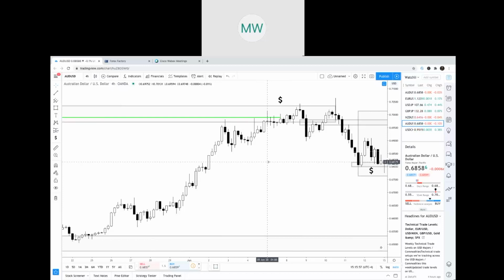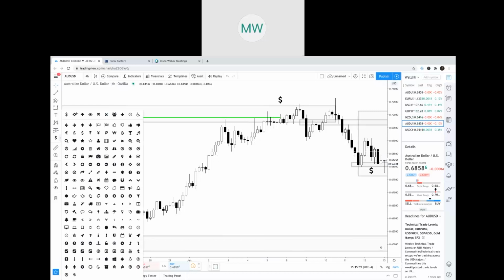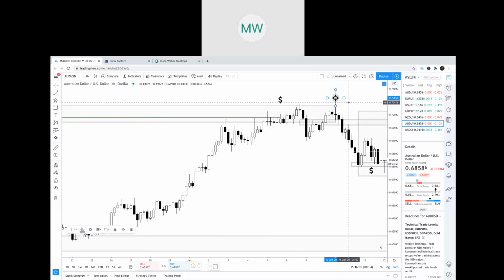What I mean by that is you don't have to enter right here at the highest point for it to be a good sell or a good buy opportunity, right? That's just not the case. So be patient, wait for structure to break. All right, so let's look at this real quick.